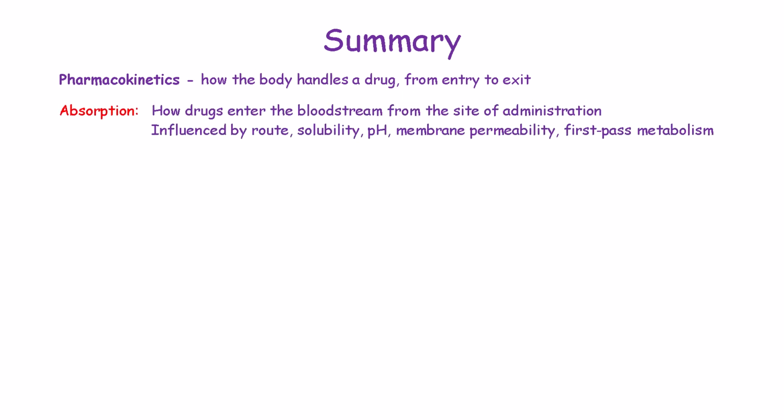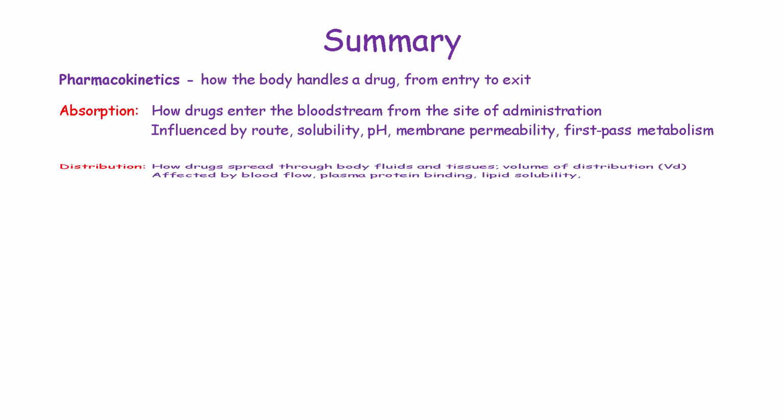Let's finish by bringing everything together with a summary of the pharmacokinetics journey. That is, what the body does to a drug from entry to exit. First, absorption. This is how a drug gets into the bloodstream, usually from the gut. It's influenced by factors like solubility, ionization, and first-pass metabolism in the liver.